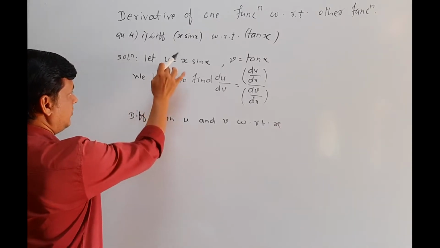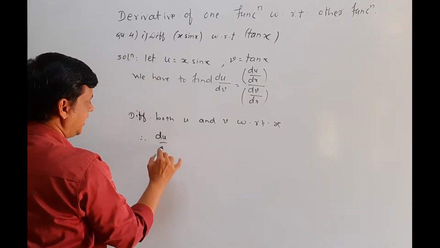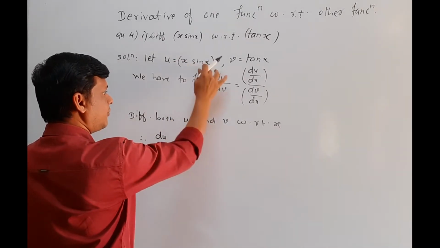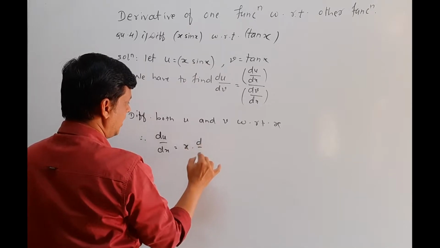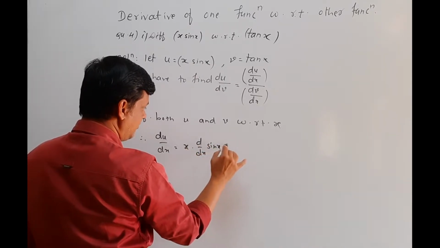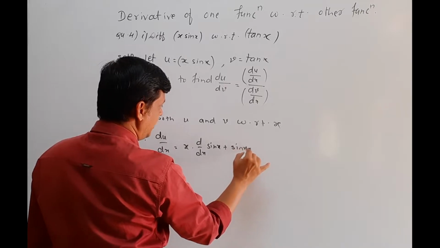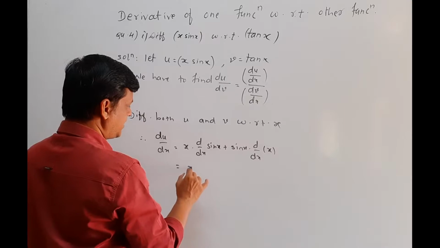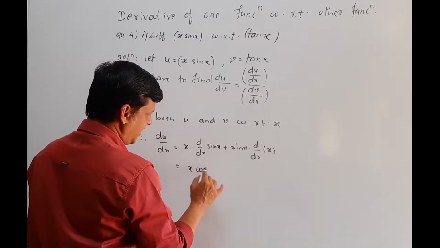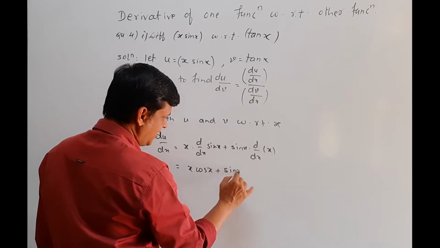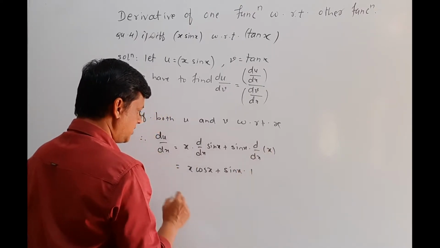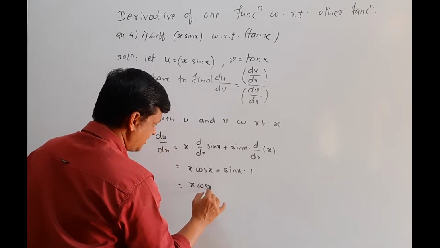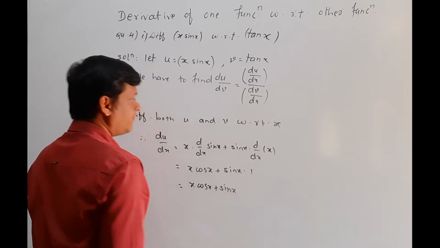Therefore from this we get du by dx is equal to, here we have to apply product rule. So apply here product rule: first function into derivative of second plus second function into derivative of first. So we write here x into derivative of sin x is cos x plus sin x into derivative of x with respect to x is 1. So we get du by dx as x cos x plus sin x.